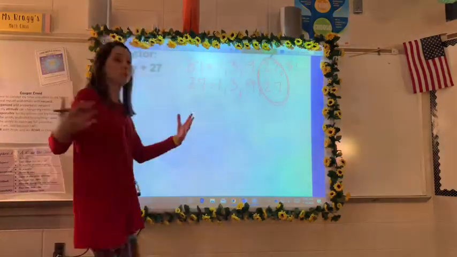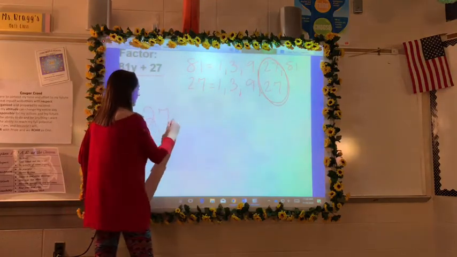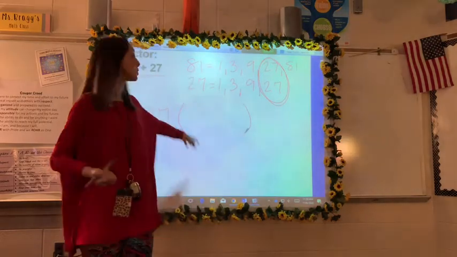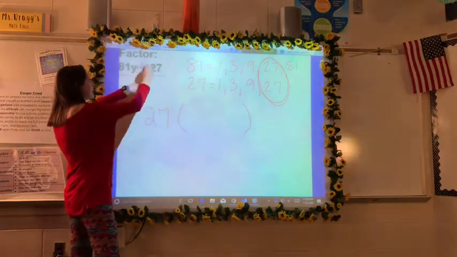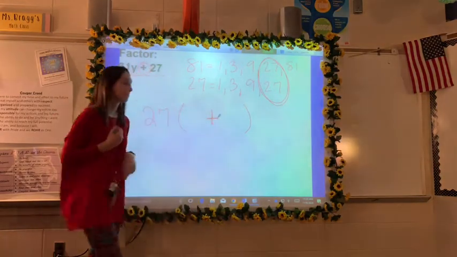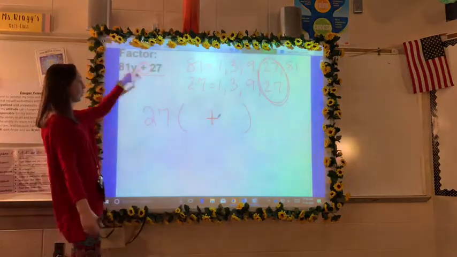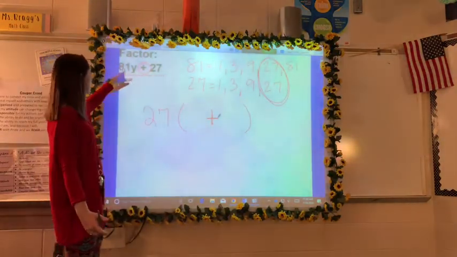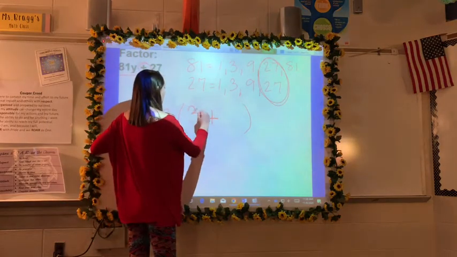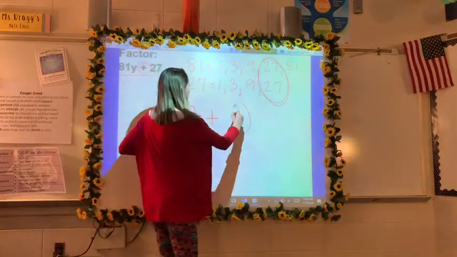So now we're going to go through our steps. So first we want to pull it out. So pulling out the 27 and creating parentheses, that's our second step. Our third step is to bring that sign down. In this case, it is addition. All right, now, last step is we just want to divide. So we're doing 81 divided by 27. So 81 divided by 27 would give us 3. And then 27 divided by 27 would give us 1.